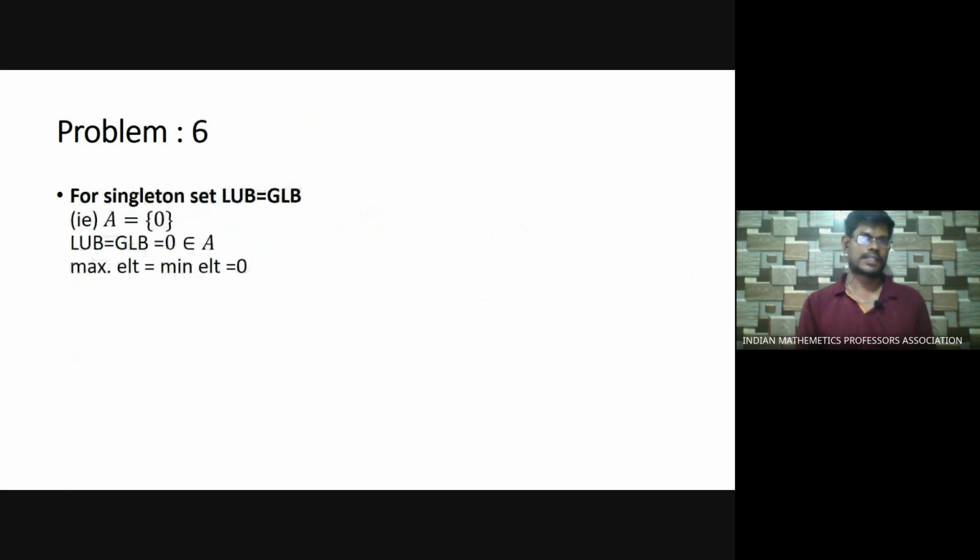Problem 6: for every singleton set, LUB is equal to GLB. Here we have only one element. So this 0 is the maximum element as well as the minimum element. That's why the least upper bound and the greatest lower bound are equal to 0, which belongs to A. So these are all equal to 0.